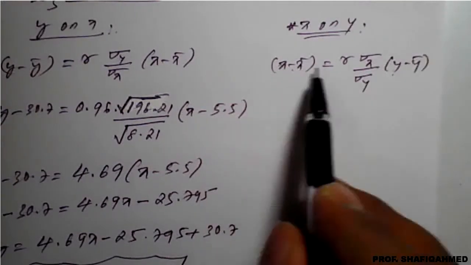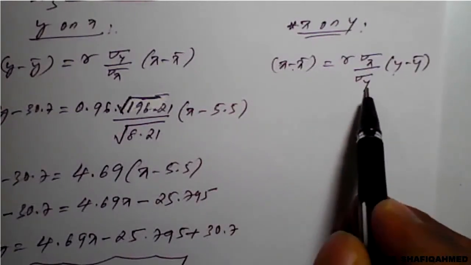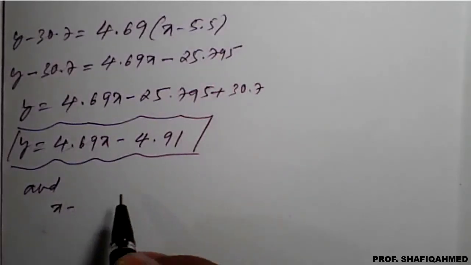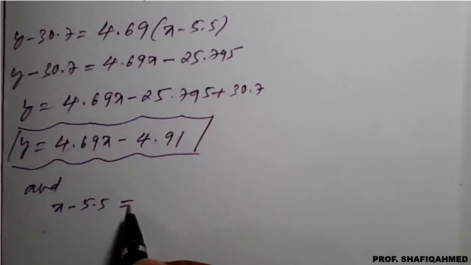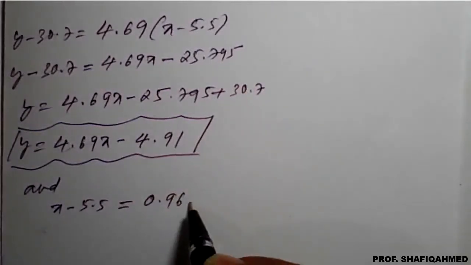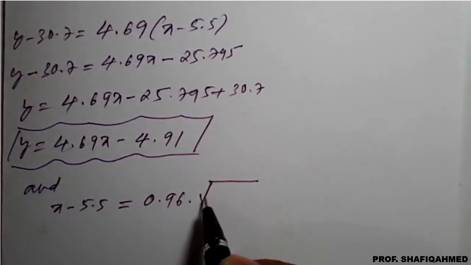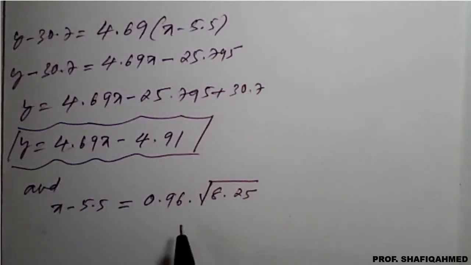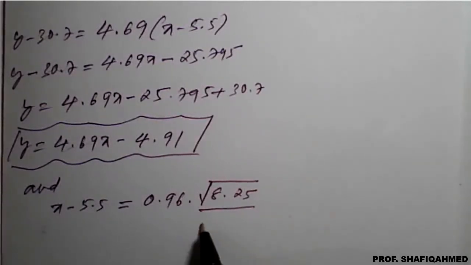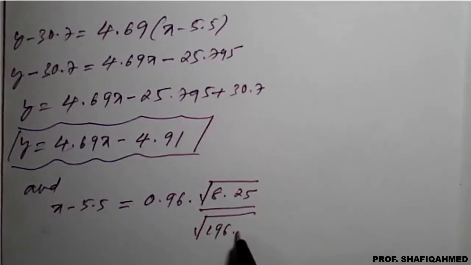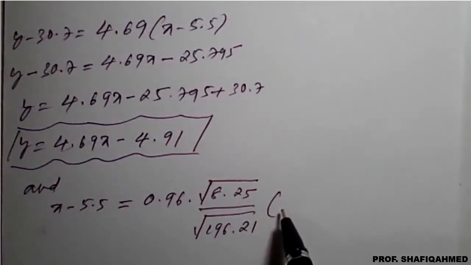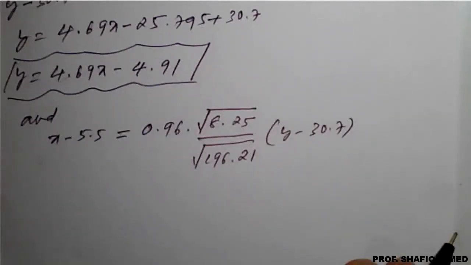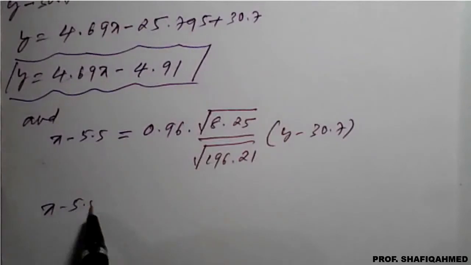Similarly, now we will calculate the other one. If you apply the x bar value, r value, standard deviation of x, standard deviation of y, and y bar, we get x minus x bar value, which is 5.5, equal to r value 0.96 into square root of standard deviation of x, which we have taken as 8.25, divided by square root of 196.21 into y minus y bar, which is 30.7.